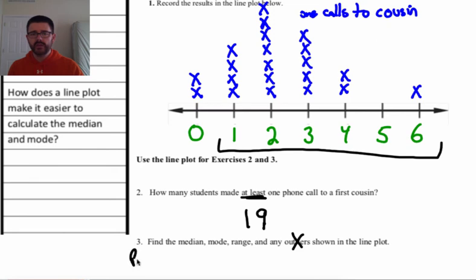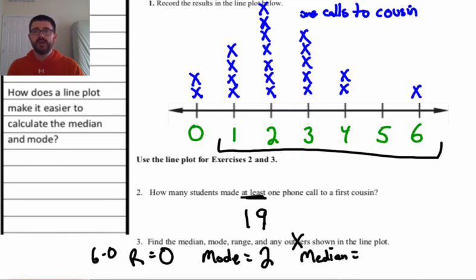My range should be pretty easy. It's just the highest minus the lowest. The highest number is 6. The lowest is 0. Notice it's not how tall the stack is. It's the biggest number in the list and the smallest number. So 6 minus 0 equals 6. The mode, we already said, that one's nice and easy. Which one occurred the most? Which one has the tallest stack? That's my 2. And then my median.